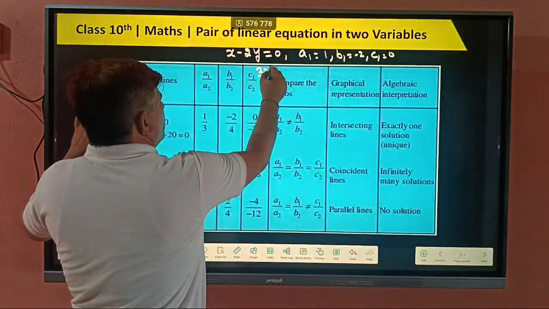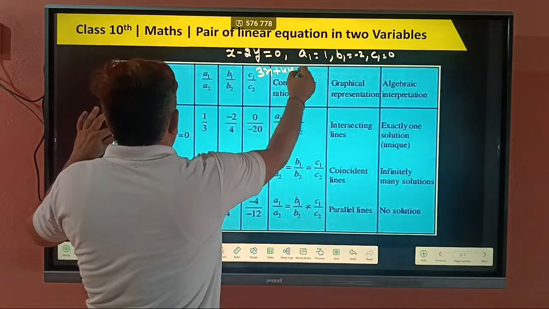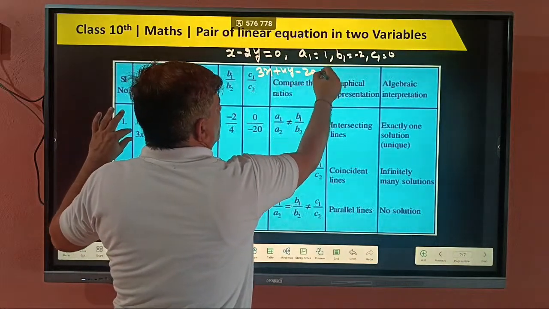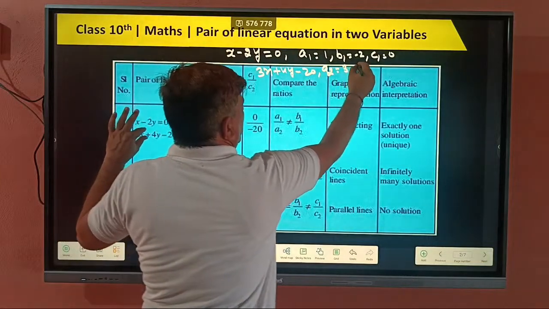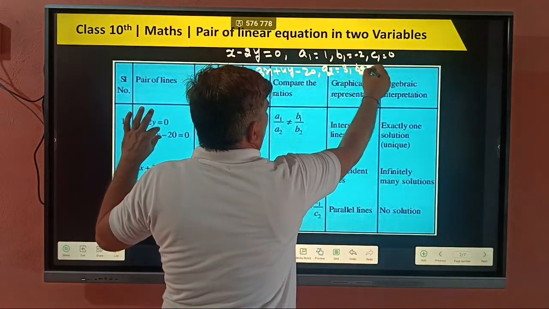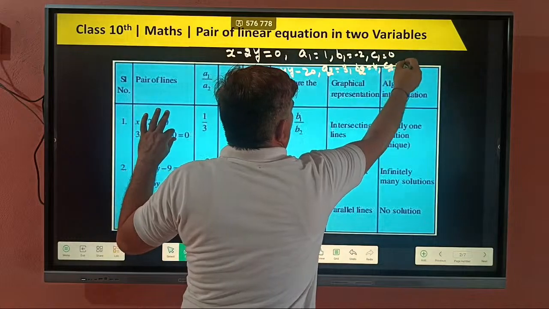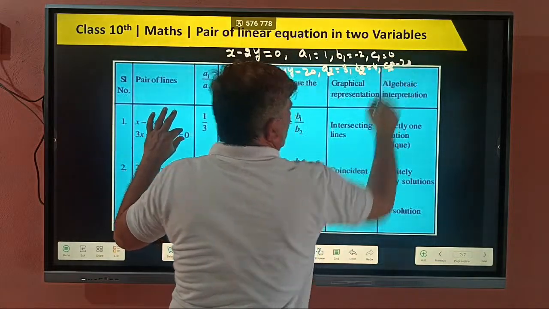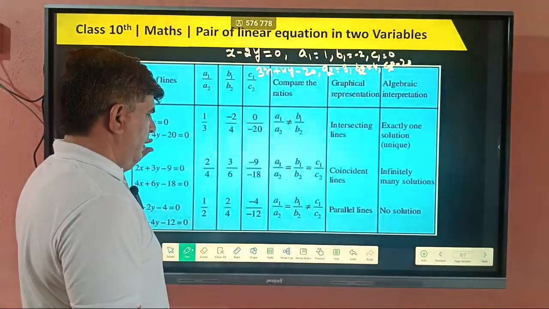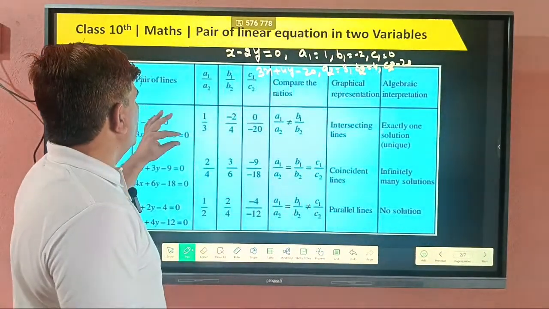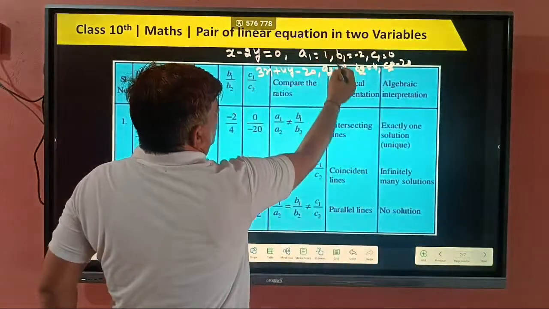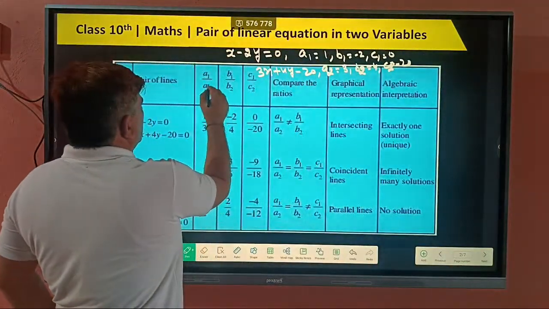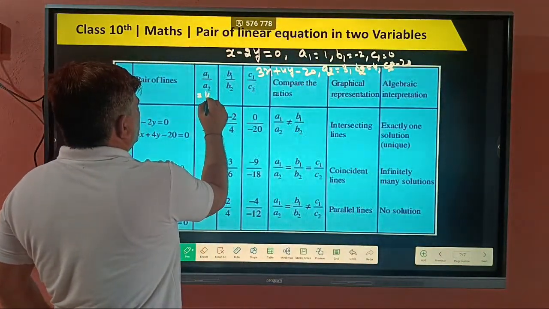3x plus 4y minus 20 is given. So what's your A2? A2 is 3, B2 is 4 and C2 is minus 20. So what can we say? If you find A1 by A2, it means A1 by A2 is equal to 1 by 3.